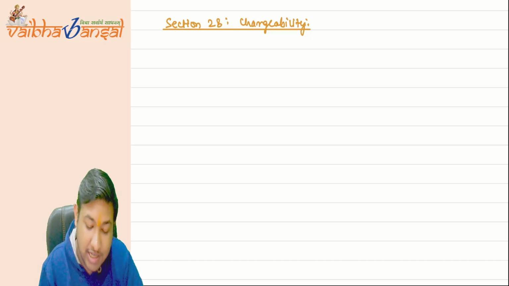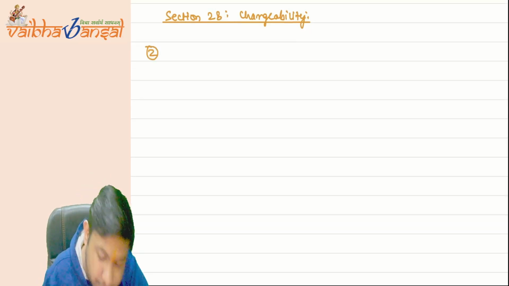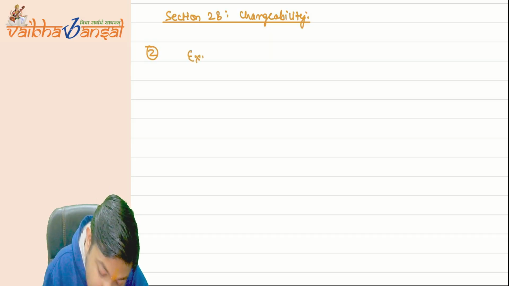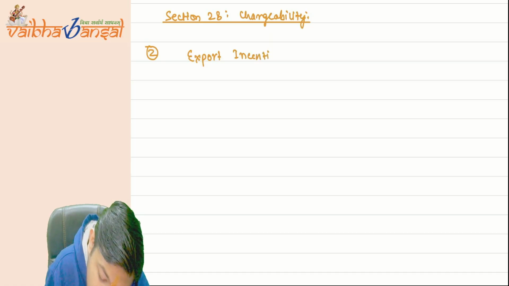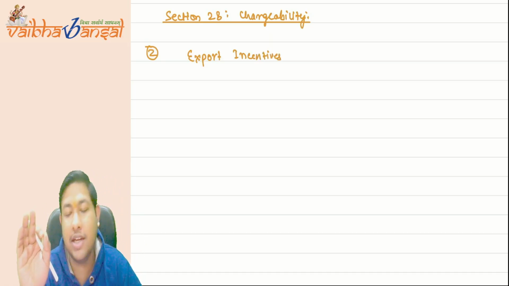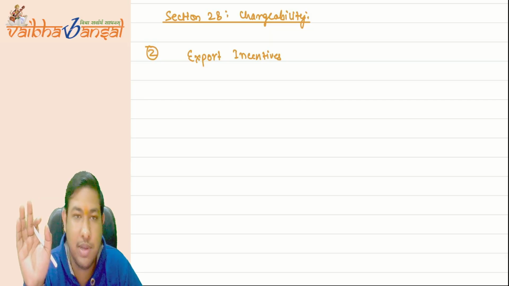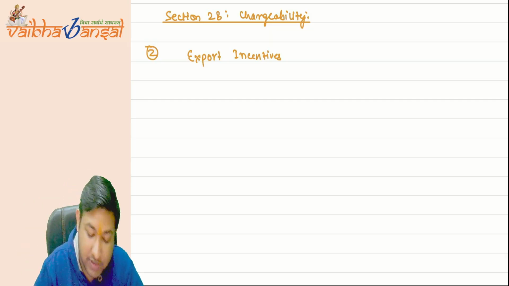So what does chargeability mean? We are talking about point number 2, export incentive. It says if there are any export incentives, then we are going to tax them under the head PGBP. Now, export incentives.